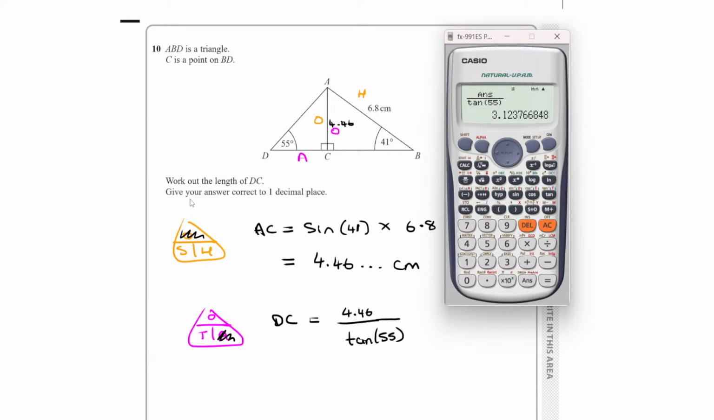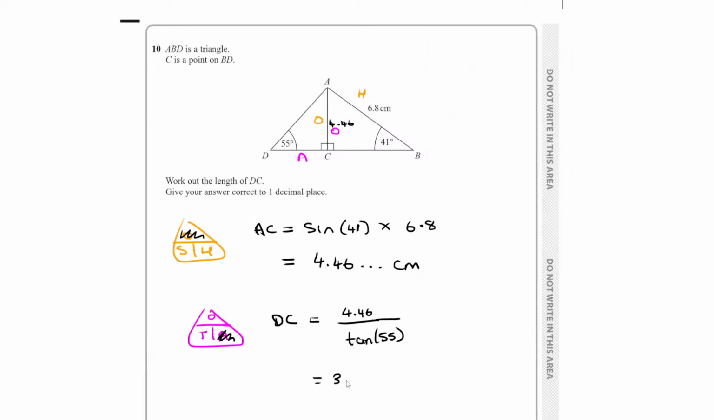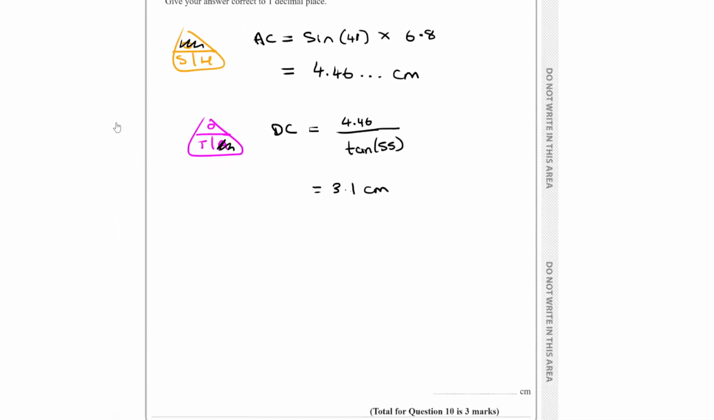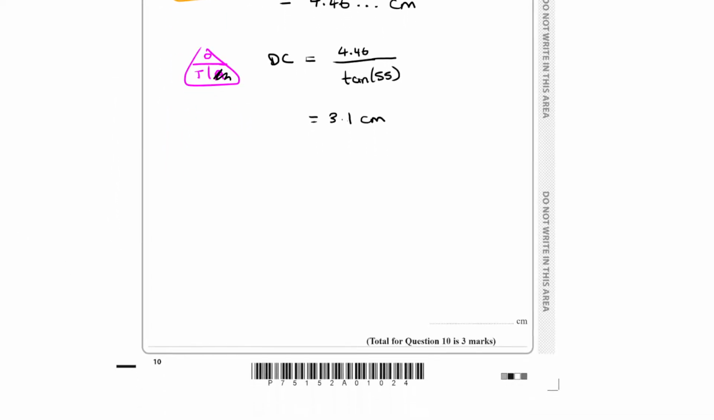Now this is now the final answer, so I can actually round this. So if you have a look, it says give your answer correct to 1 decimal place. That's fine. I just need to round it to 3.1. Okay, 3.1 centimeters. That would be a final answer. So if I scroll down, you can see 3 marks. 3.1. So I try not to round anything until right at the end if I can avoid it.